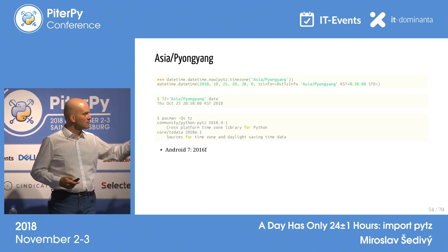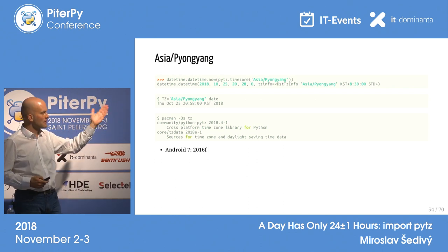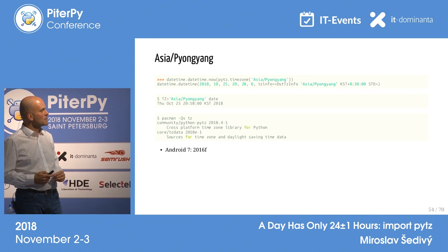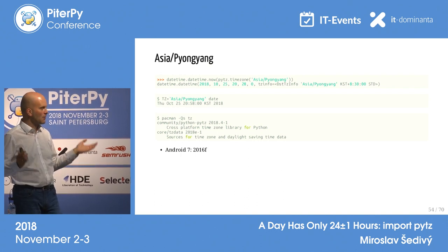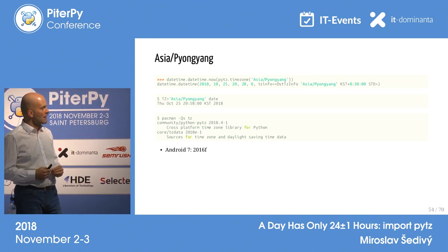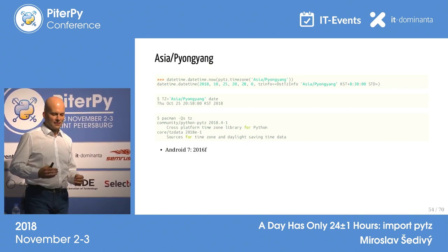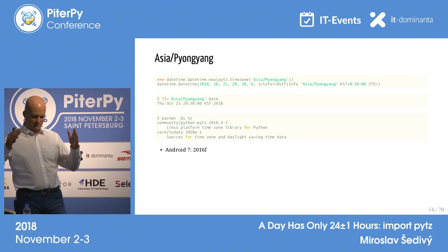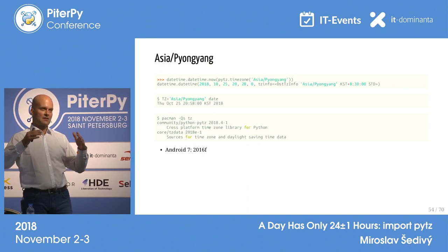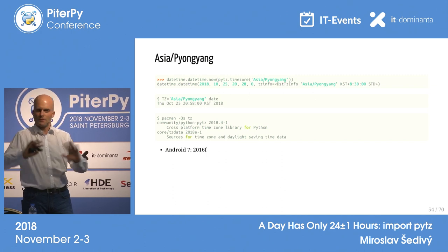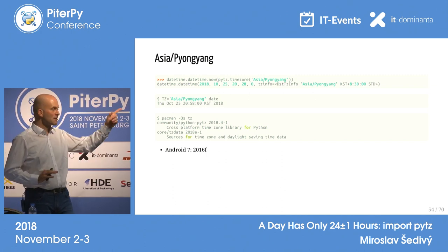On Android 7, it is the 2016 edition of tz data, the sixth version in the year 2016, so now over 2 years old. And then imagine all your devices, how are they updated? Imagine if you say, I write a program, I run it in some Conda environment or in Docker, and I don't touch it, it's perfectly tested, it will work always, and it uses time zones.